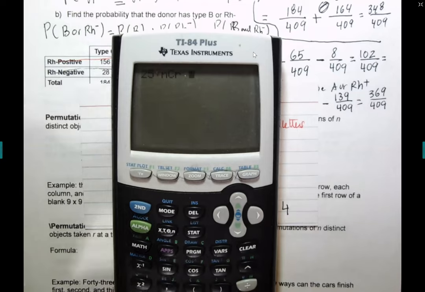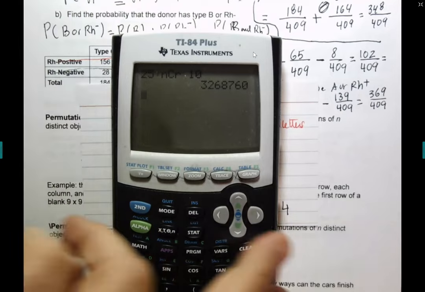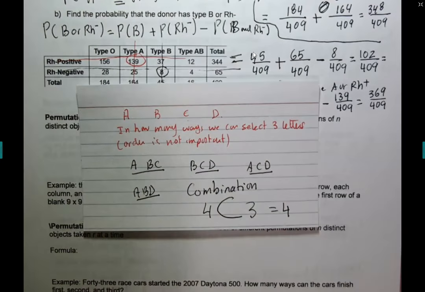And then you want to select the groups of 10, just put 10 here. And look how many groups are possible, guys. It's 3,268,760 different groups from a group of 25 students. These are the possible combinations. So it's a huge number.